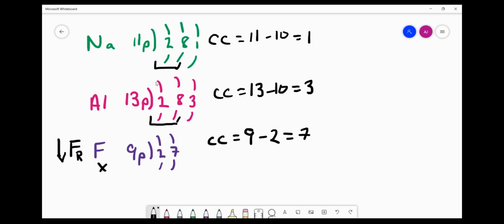So I'll just put an X there because fluorine has a high force of attraction and a low force of repulsion. Now I'm going to compare sodium and aluminum. They have the same force of repulsion, so no difference there. But sodium has the lowest force of attraction. So that means sodium we would expect to release the least amount of energy or have the lowest electron affinity.